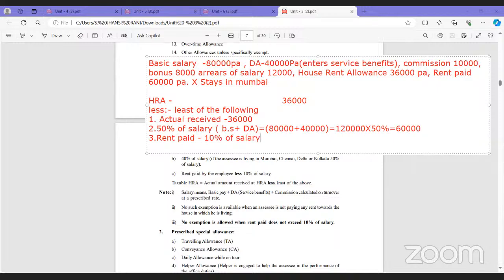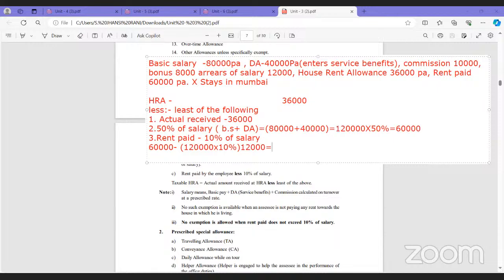What is the rent he is paying? He's paying 60,000 per annum. So rent paid is 60,000 minus 10% of salary. Salary is 1,20,000. 1,20,000 into 10% comes to 12,000. So 60,000 minus 12,000 comes to 48,000.